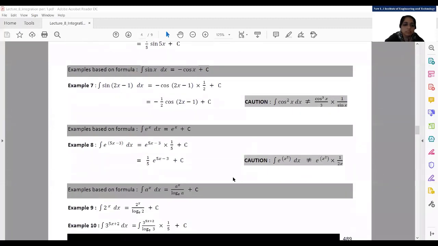Now, in the same way, the integration of a raised to x is a raised to x upon log a. Here a is any constant. So the integration of 2 raised to x is 2 raised to x upon log 2. Here we replace a by 2. Similarly, the integration of 3 raised to 5x plus 2 is 3 raised to 5x plus 2 upon log 3, and the derivative of this theta, that is 5, will occur in the denominator.